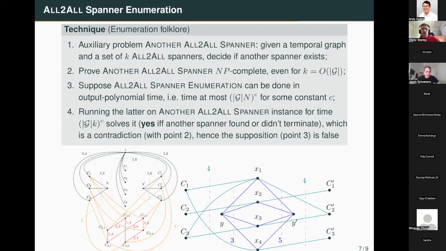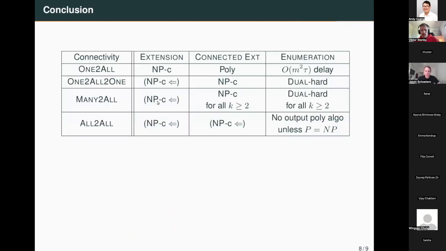This is polynomial time, which is a contradiction with point 2, because we proved it NP complete. And so we have that the supposition, which was point 3, is false. There we go. So that was the sort of tricky proof to show that unless P equals NP, O2L spanner enumeration cannot be done in output polynomial time.